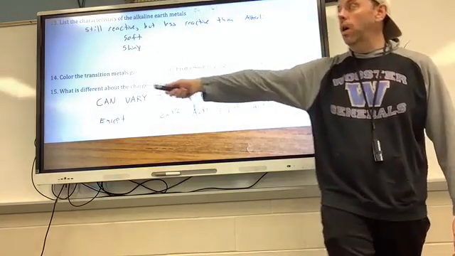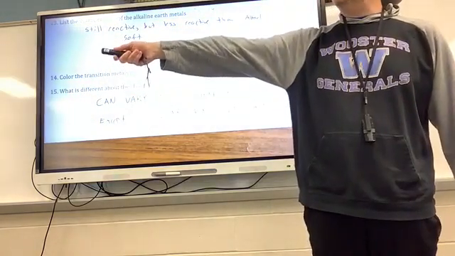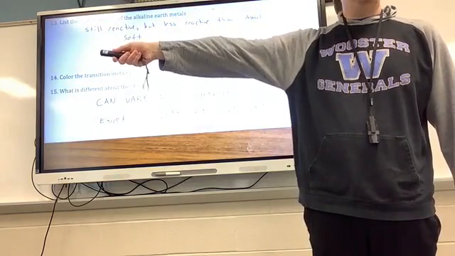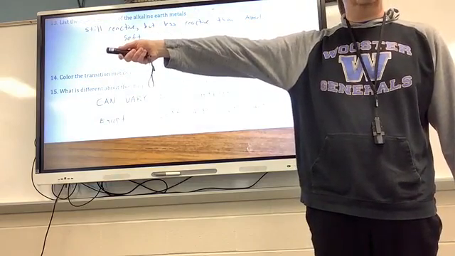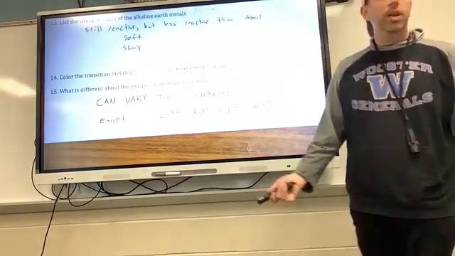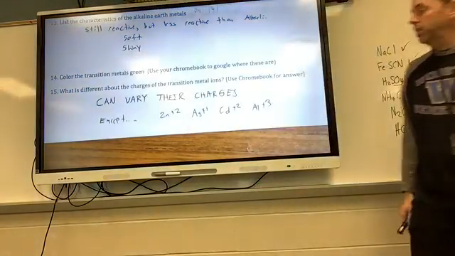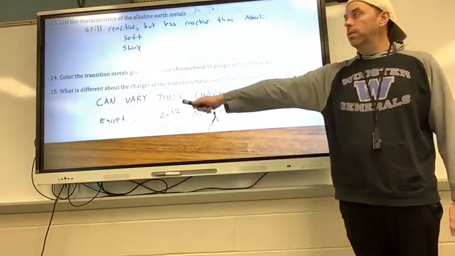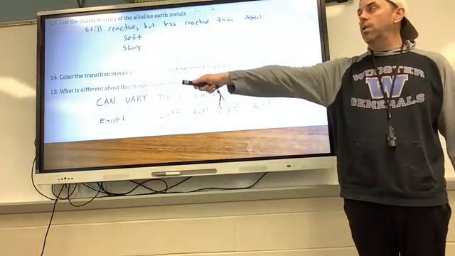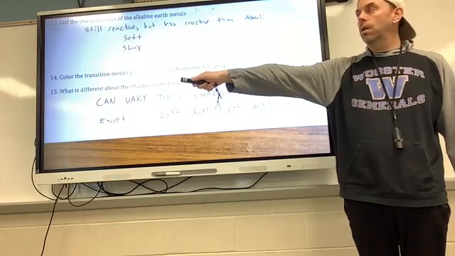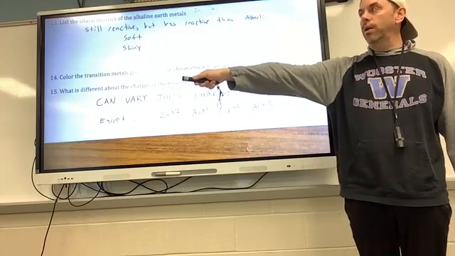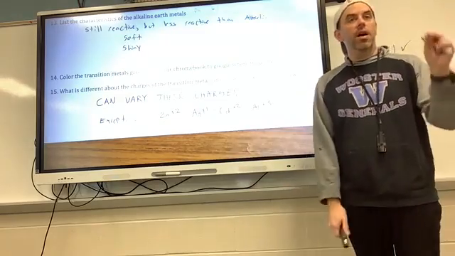So zinc does not form multiple charges. So what I'd like you to do on your periodic table, write a +2 on zinc right now. Physically on the periodic table, write a +2 right on zinc. Whoa. Zinc doesn't change. Another one that doesn't change is silver. Notice it's this little corner. Silver is always a +1. So write a +1 on silver right there.